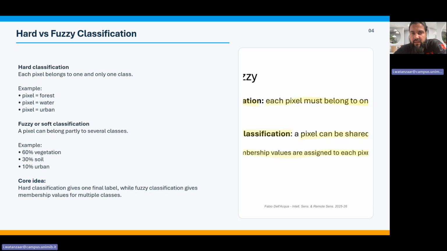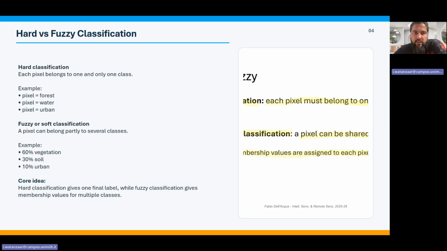We have certain types of classification, like hard versus fuzzy classification. In hard classification, each pixel belongs to one and only one class. If you assign in the traditional way, a clear, crisp cut, you have to say one or zero: one means this class, zero means not this class. Hard is exactly like that, yes or no. In fuzzy classification, we also use the membership value.